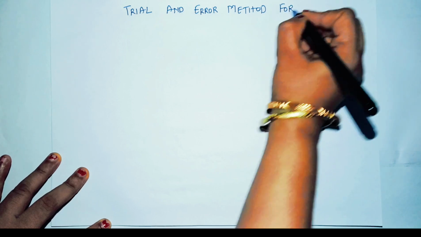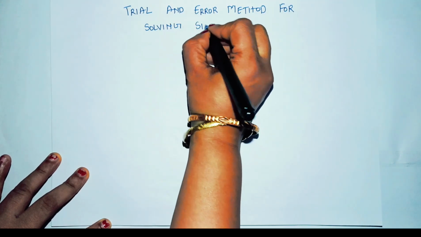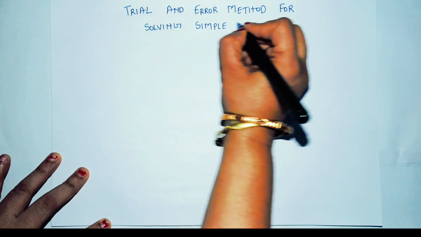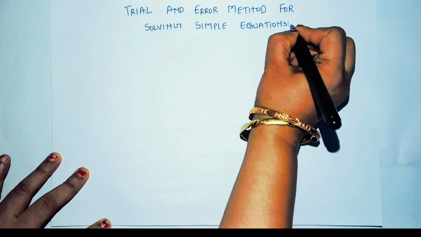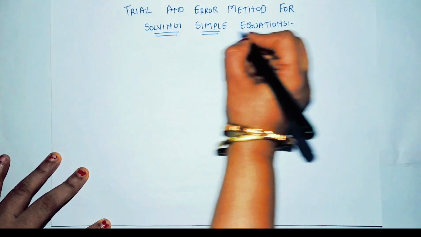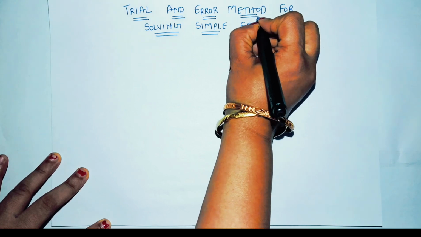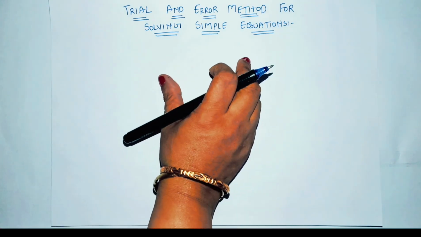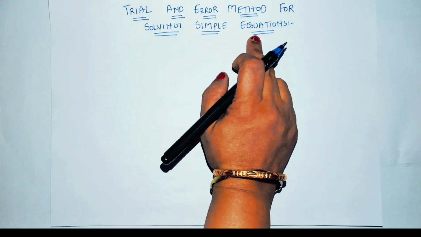for solving simple equations. To solve simple equations, we can even follow the trial and error method. Now let's see what is the exact meaning of this. Trial and error method for solving simple equations.